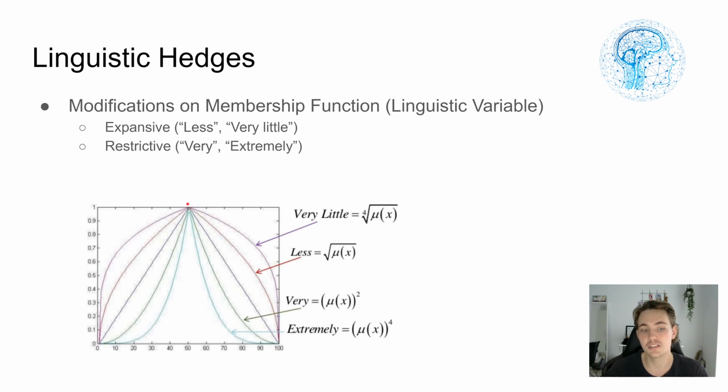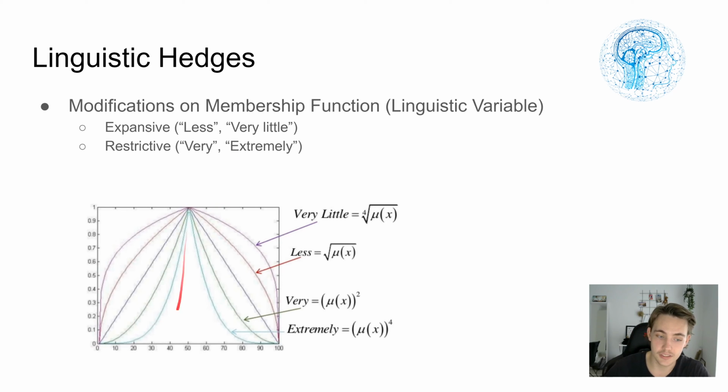So if some condition doesn't apply that much, or it doesn't fall so fast, we can use this linguistic hedge here with the less or very little value, where we're using the square root and stuff like that. And we can also have some restrictive membership function, or we need to specify something is very certain or extremely certain.